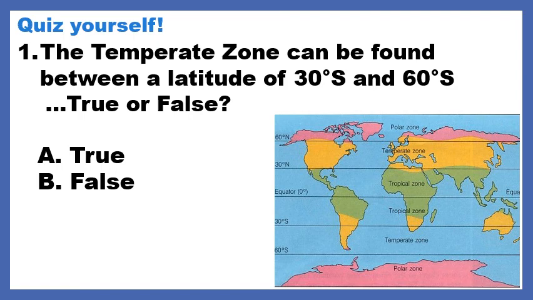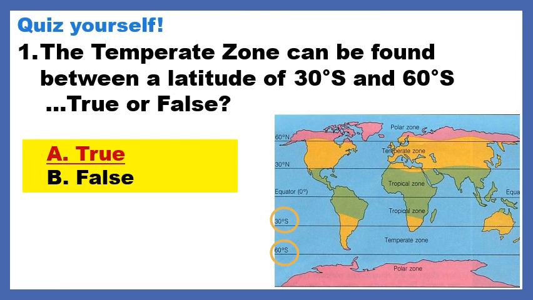What it's showing you is lines of latitude, and you can see the exact degree on the left. Now, you're going to see a couple zones listed twice because remember that latitude measures the distance north or south from the equator. So find 30 degrees south. There it is. And now find 60 degrees south. There it is. And what zone is in between 30 degrees south and 60 degrees south? I'm seeing the temperate zone, so then that question is true.